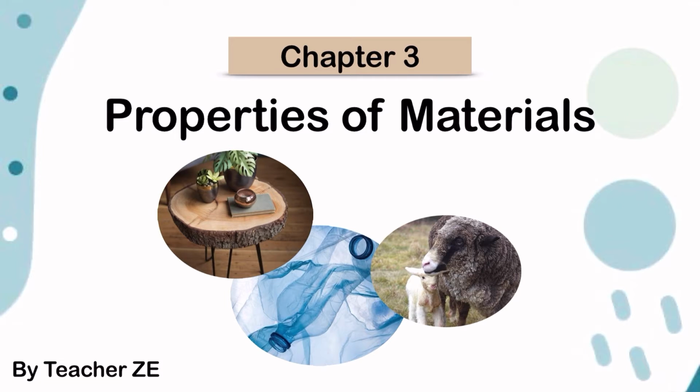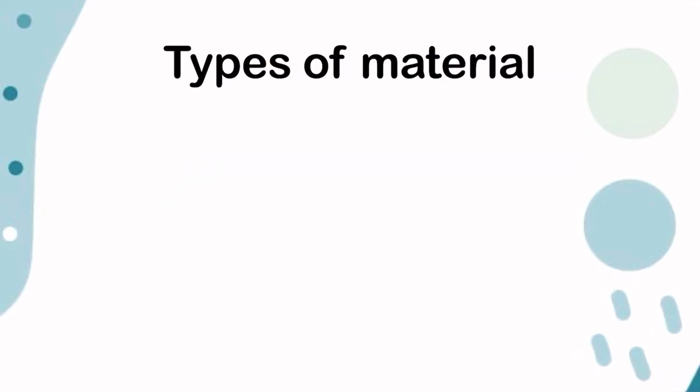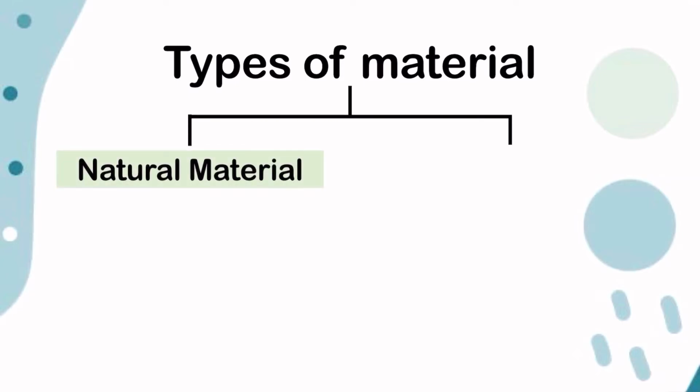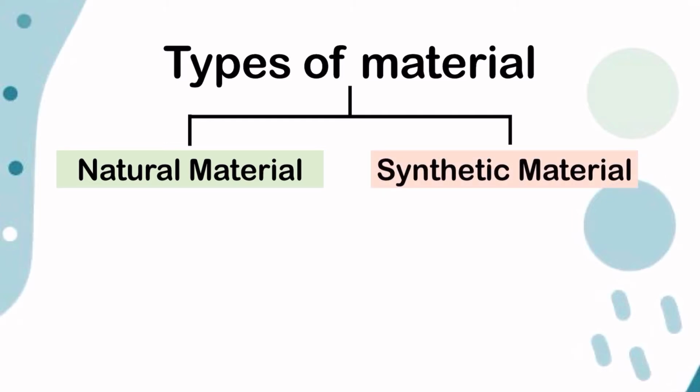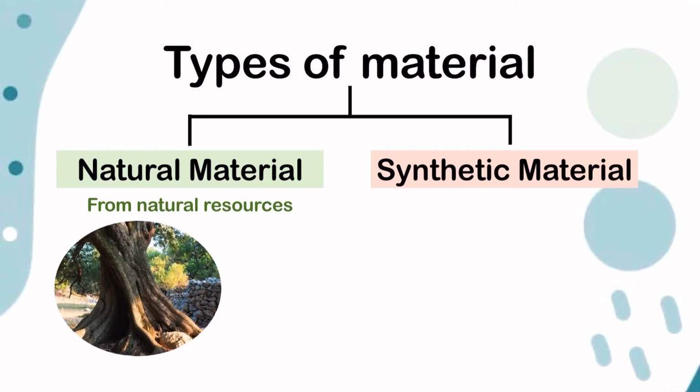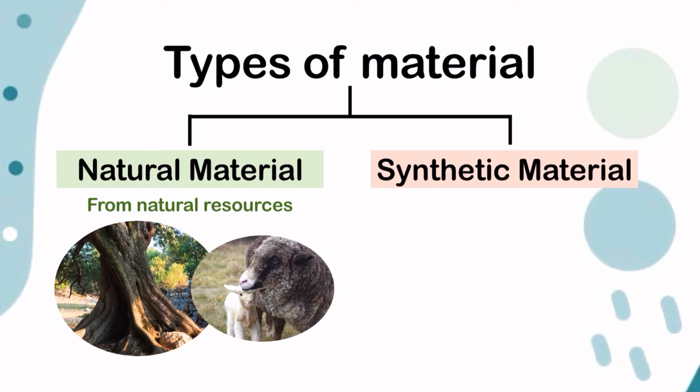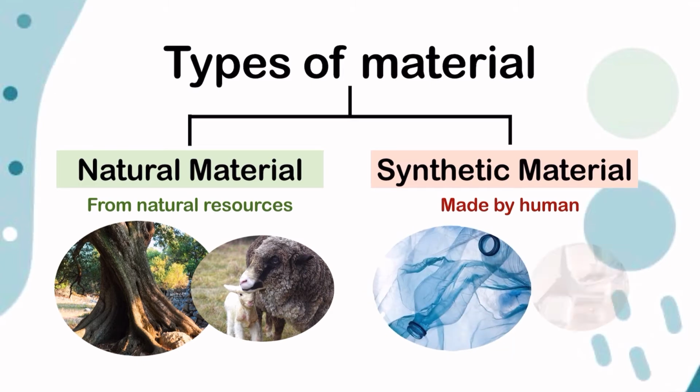Remember we studied about properties of materials. From the beginning, we have types of material, right? We have two types of material. The first one is natural material, and the second one is synthetic material. Remember, natural material comes from natural resources, for example, wood and wool. And synthetic material is made by humans, for example, plastic and foam.